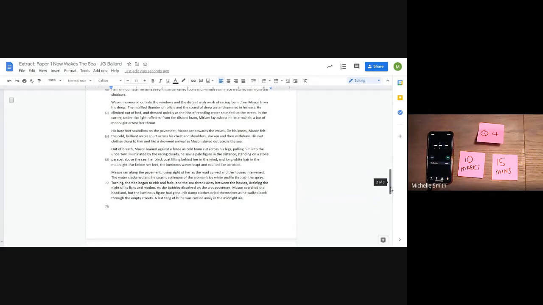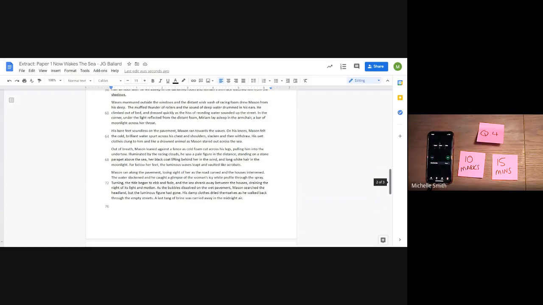Waves murmured outside the windows, and the distant wish-wash of racing foam drew Mason from his sleep. The muffled thunder of rollers and the sound of deep water drummed in his ears. He climbed out of bed and dressed quickly as the hiss of receding water sounded up the street. In the corner, under the light reflected from the distant foam, Miriam lay asleep in the armchair, a bar of moonlight across her throat. His bare feet soundless on the pavement, Mason ran towards the waves.